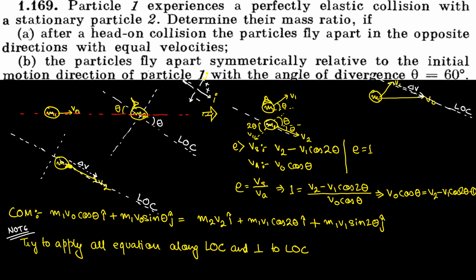So let's solve this. Now we have got two equations. One was from the coefficient of restitution, the other one was from conservation of momentum. And this is my coordinate system. Now I can convert the equation of conservation of momentum into two further equations: conservation of momentum in the x-axis and conservation of momentum in the y-axis.